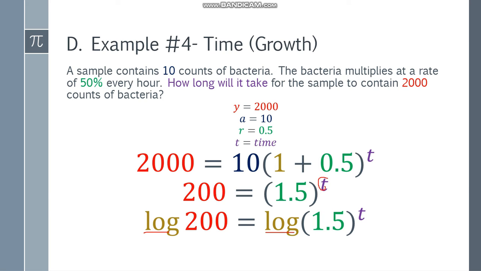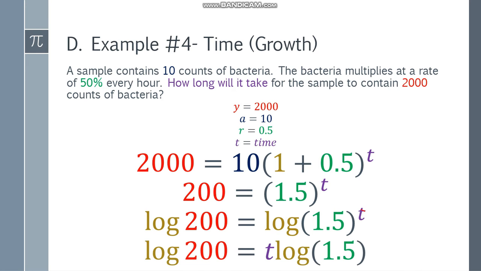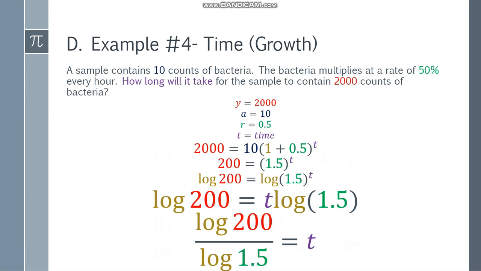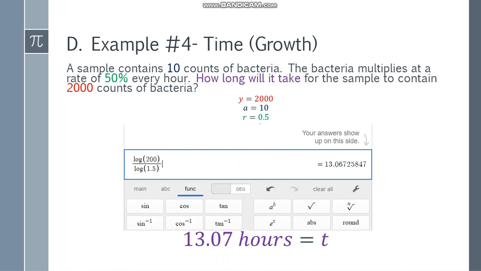Now, since we already have logs here, we can apply the power rule, and the T will be put here. Since the T is already here, there's no more exponent. T is equal to log of 200 over log of 1.5. Now, you have to use a calculator with this one. So that will be log of 200 over log of 1.5, and you will get an answer of 13.06725847, or you can just round it to 2 decimal points. That will be 13.07 hours.